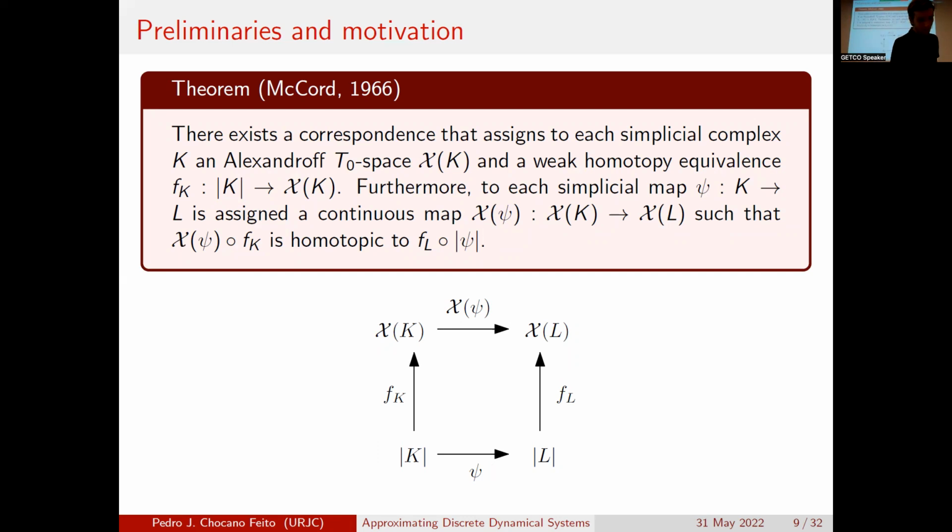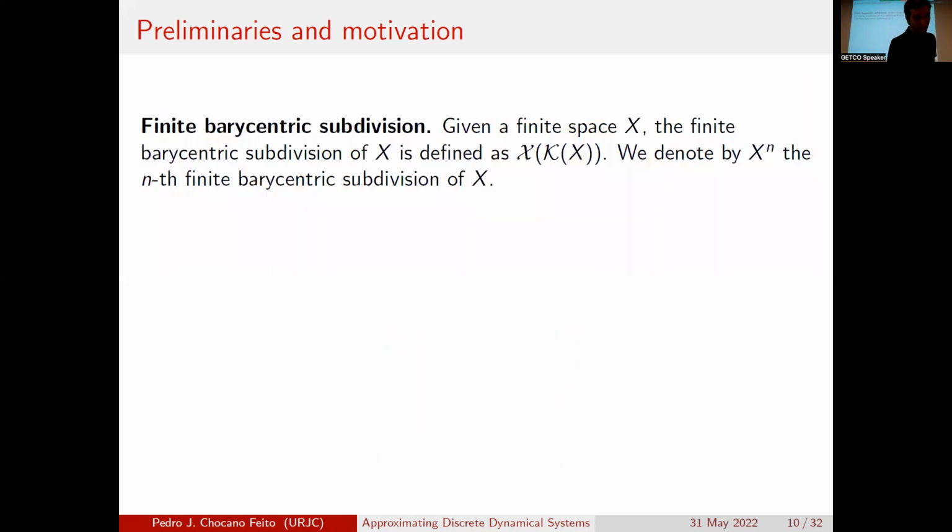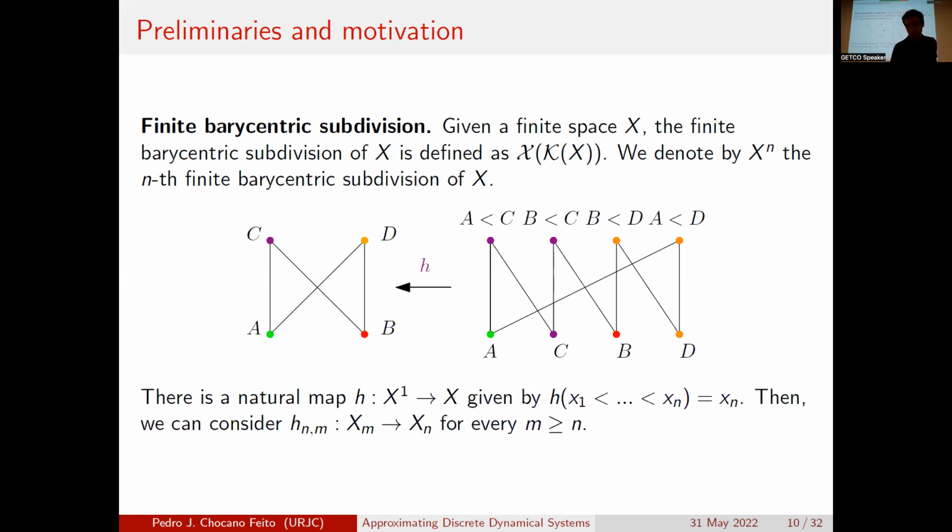We have these facts about finite spaces, and we can combine both constructions. If we start with a finite space, we can consider the order complex, and after that we can consider the face poset, and this construction is called the finite barycentric subdivision. Here we have an example. Consider the finite space whose Hasse diagram is this one on the left, and the finite barycentric subdivision is on the right. One way to see this finite barycentric subdivision is as follows.